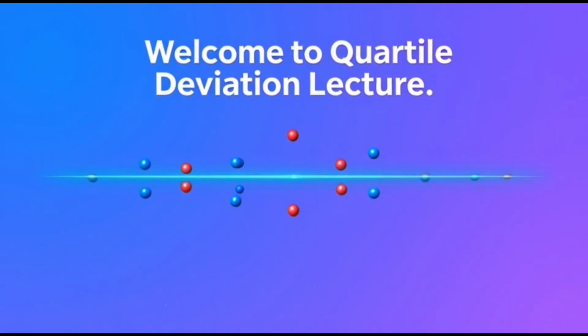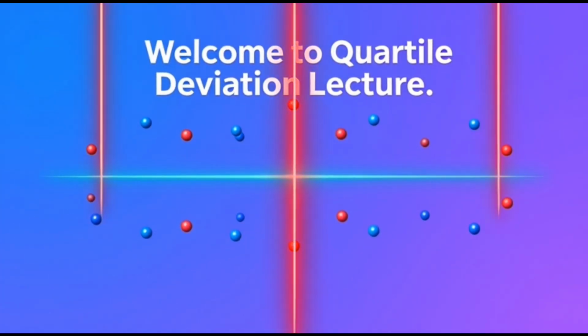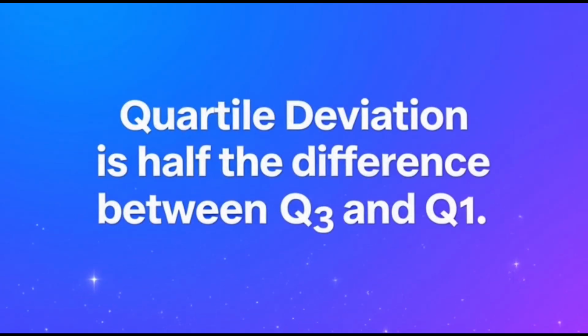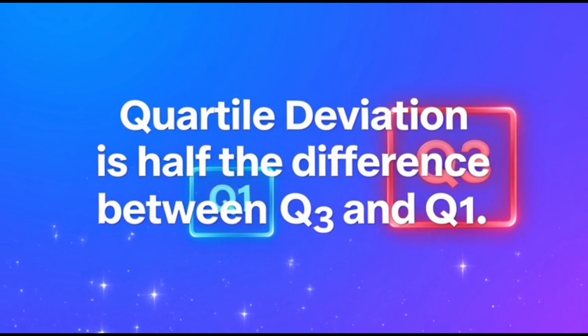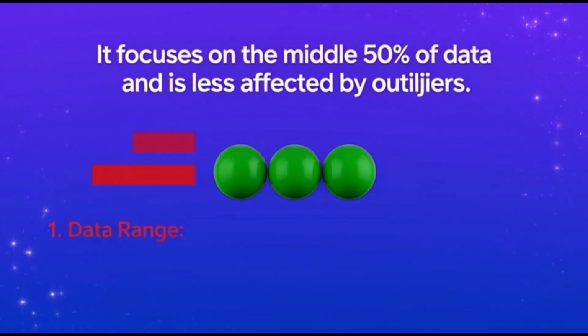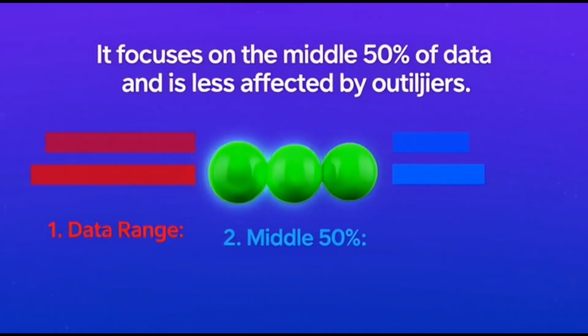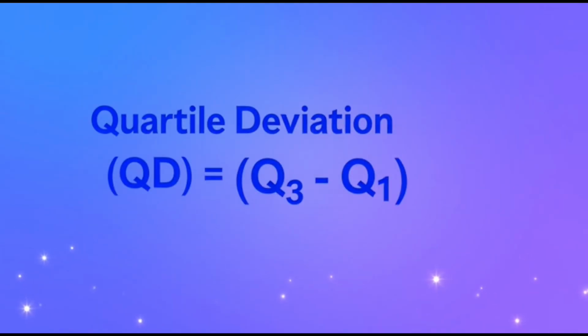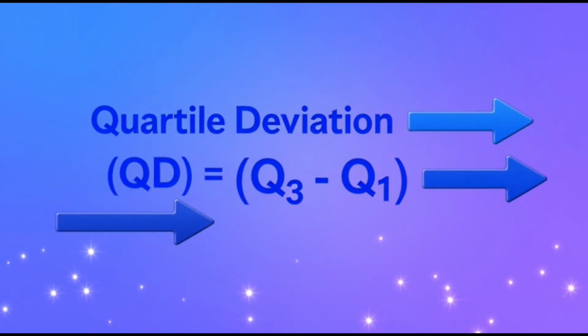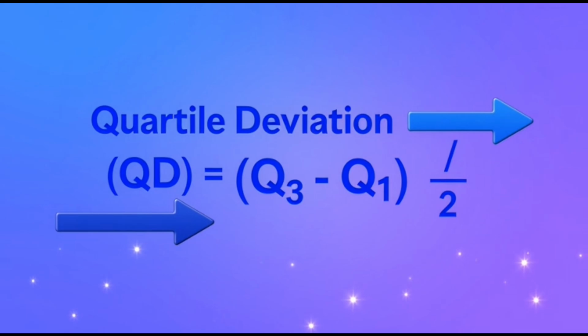It measures the spread of data around the median using quartiles. Quartile deviation, also called semi-interquartile range, is half the difference between the third quartile Q3 and the first quartile Q1. It focuses on the middle 50% of the data and is more robust to outliers than range. The formula is quartile deviation equals (Q3 minus Q1) divided by 2.